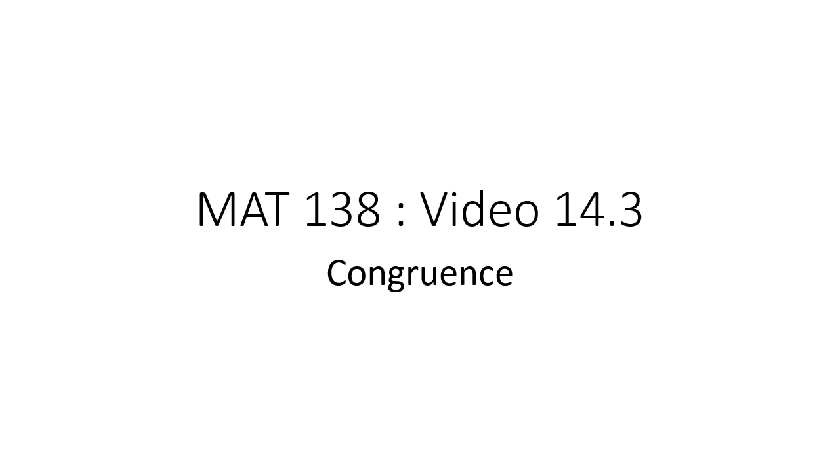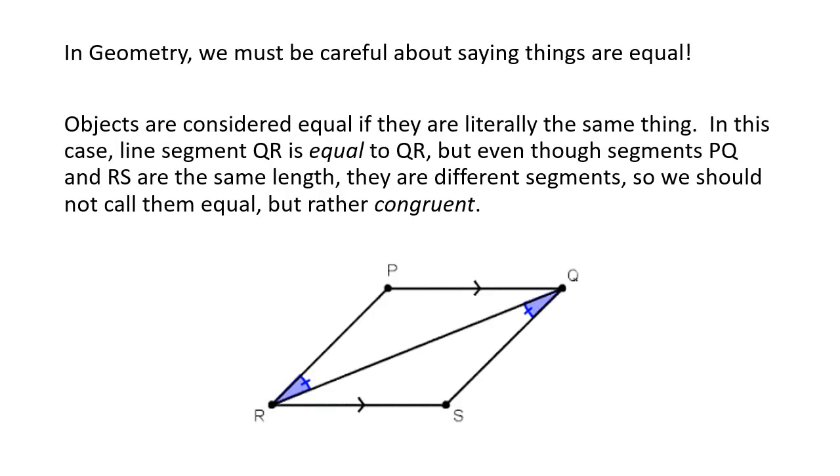So let's get started. We've got to be really careful in geometry that we say things are equal. When we're doing algebra or arithmetic, we say things are equal all the time. This just equals that, and we hardly give it a second thought. In geometry, objects are equal if they are literally the same thing. And I don't mean metaphorically the same thing, I mean literally the same thing.